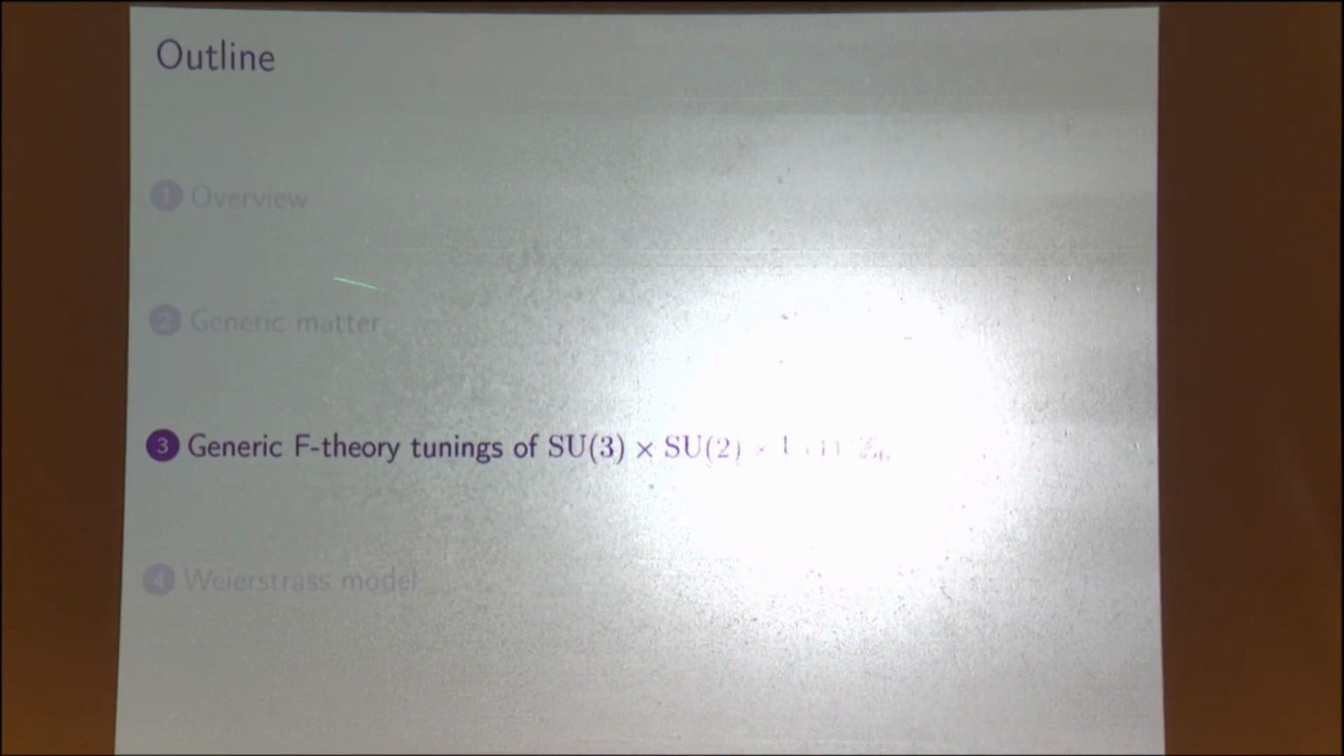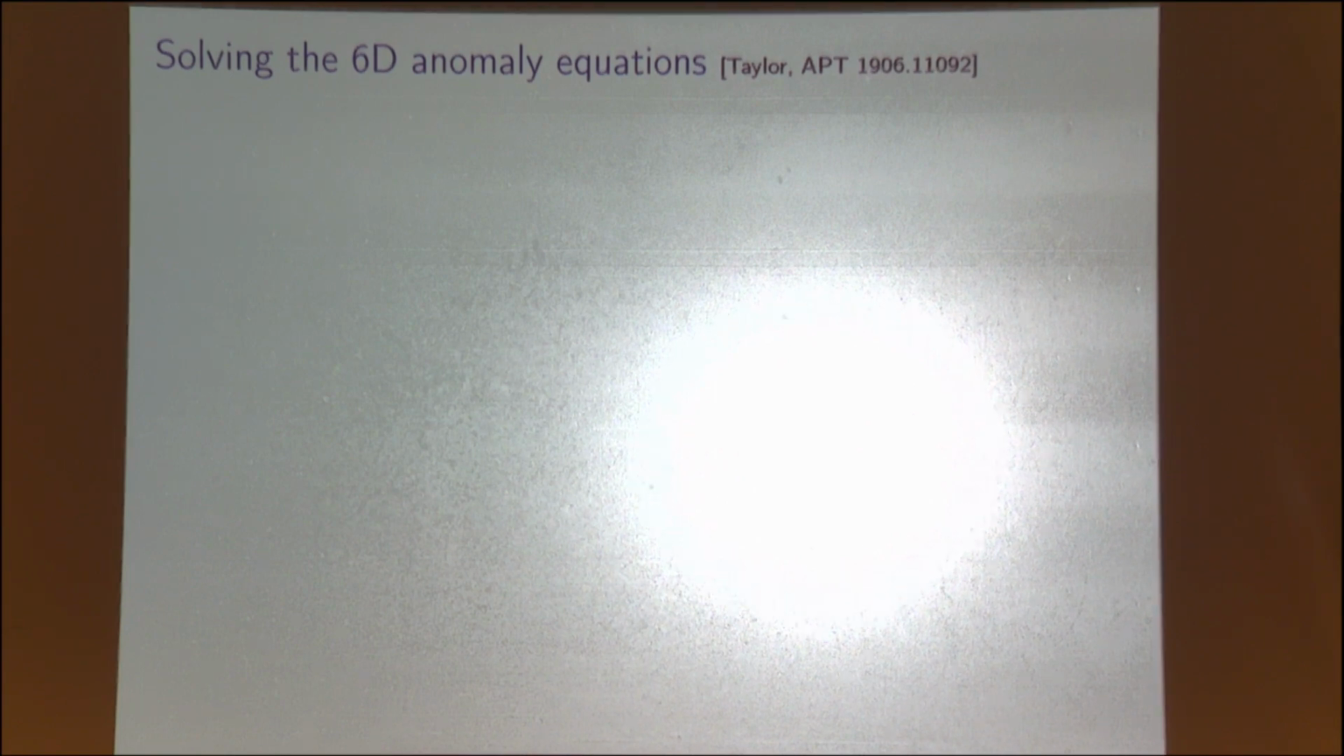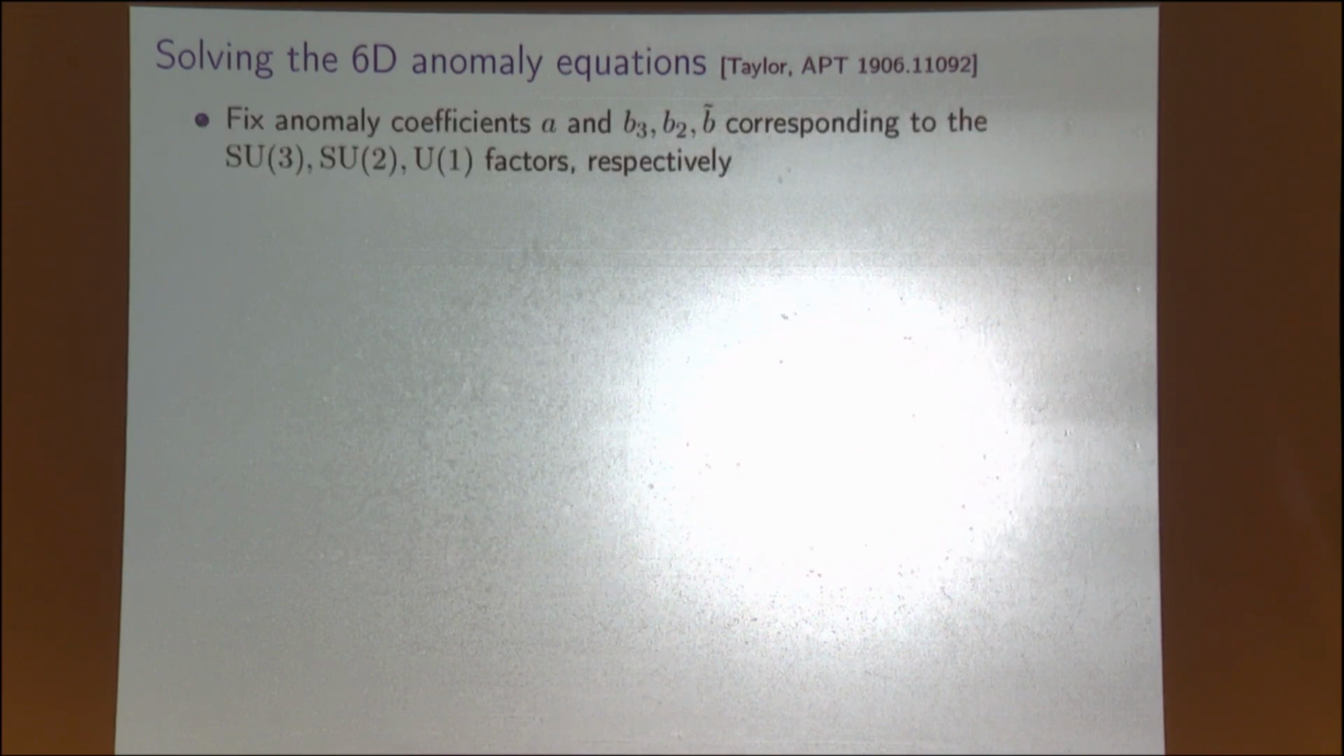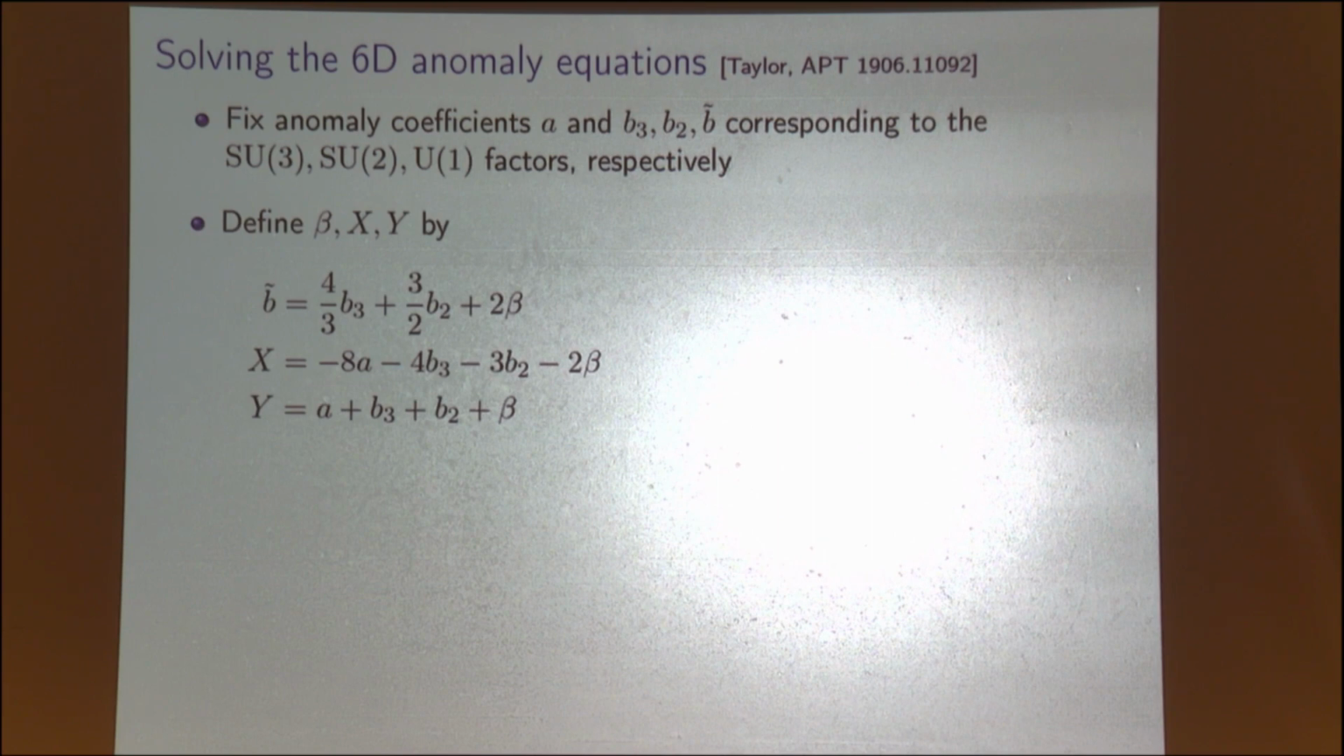OK, so now let's consider these generic F-theory tunings of this gauge group. So again, I'm going to start in 6D where I can get the most intuition. And I'm going to start out just by solving the anomaly equations. So I'm going to fix anomaly coefficients. This is a coefficient associated with the gravitational coupling, and then we have couplings associated to each of the SU3, SU2, and U1 factors. And then for convenience, I'm going to define some new variables in terms of these. You could just as well keep working with these variables, but your expressions would look worse, and they wouldn't fit horizontally on the slide.